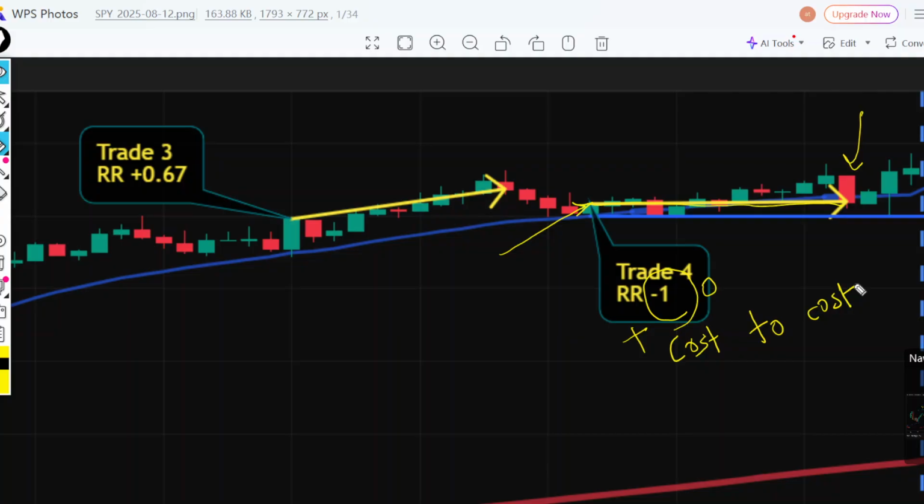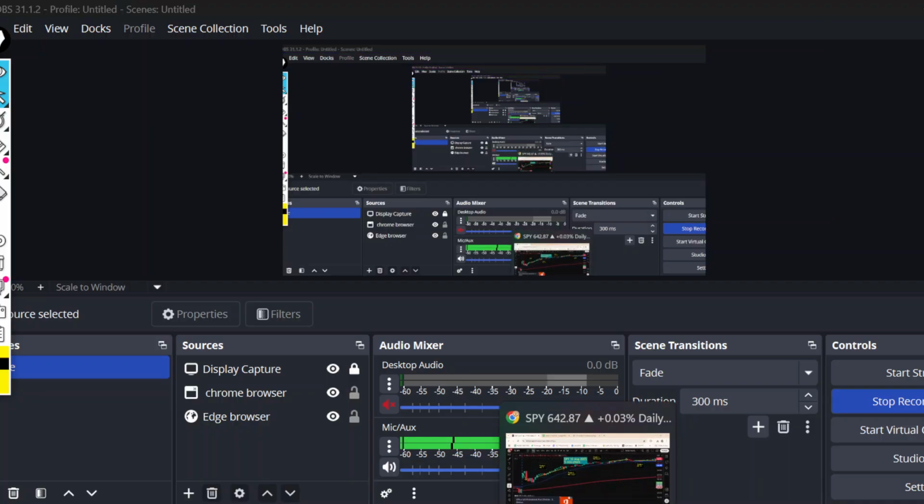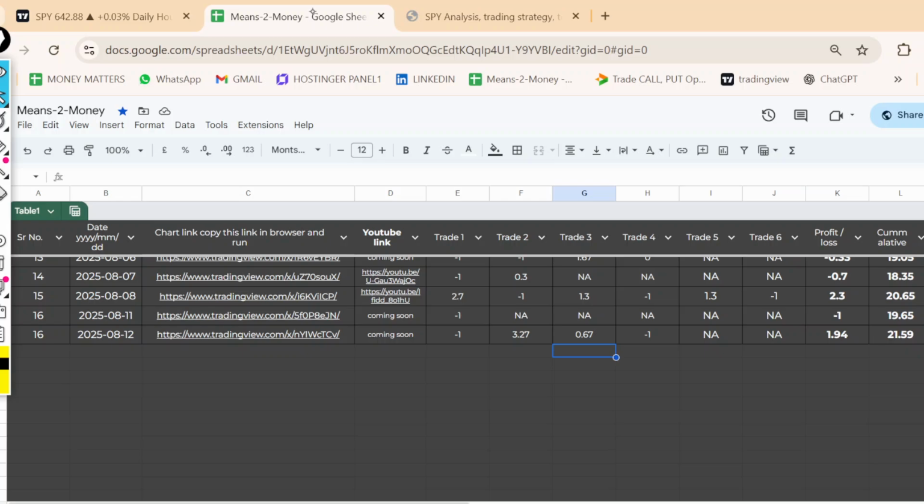So that's all for the trades, 4 trades we did. And if you see the tracker for the day, we will open the tracker now. On the 12th August, we have mentioned the first trade we lost. This is the 12th August table. We can see it on the website itself.